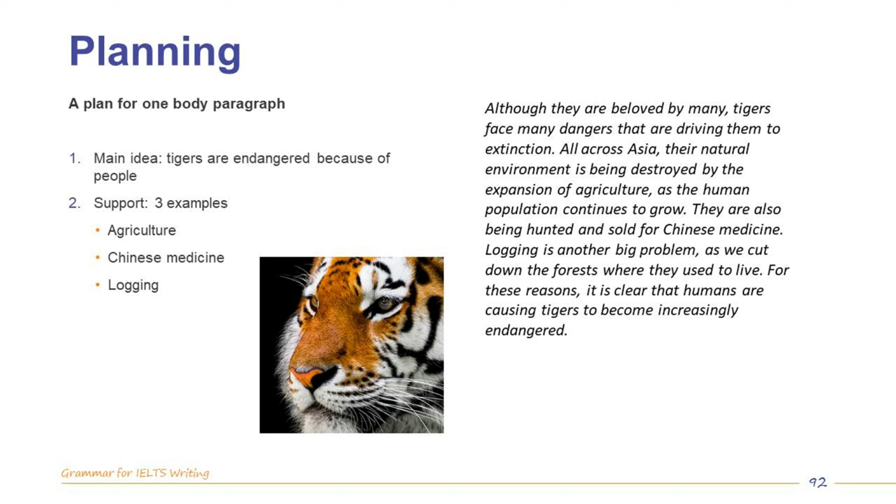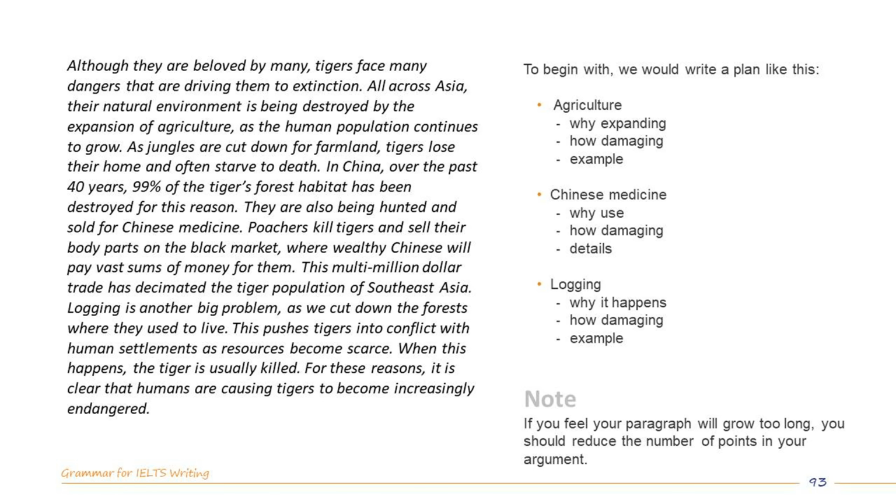It's not bad, but in IELTS a candidate should strive for the best possible score, and so they should try to give a more developed paragraph on this topic. We could easily expand this further to make a more complex paragraph. To begin with, we could write a plan like this. About the first section, agriculture, we could say why it's expanding, how it's damaging, and give an example. Similarly, for Chinese medicine, we could say why it's used, how it's damaging the tiger population, and give details, and for logging, we can do much the same.